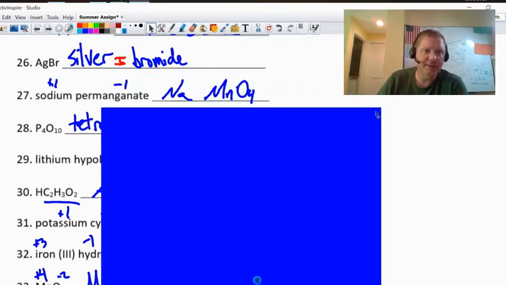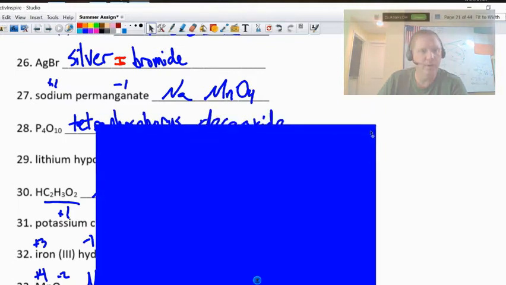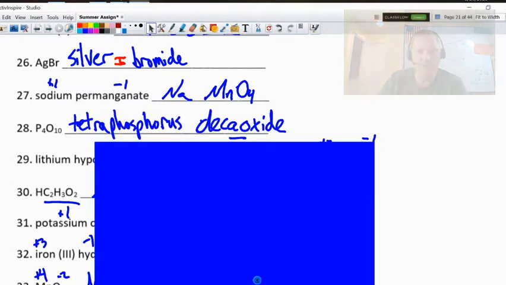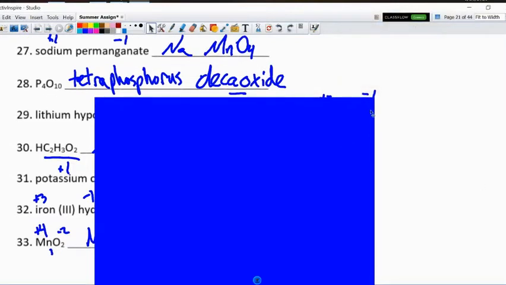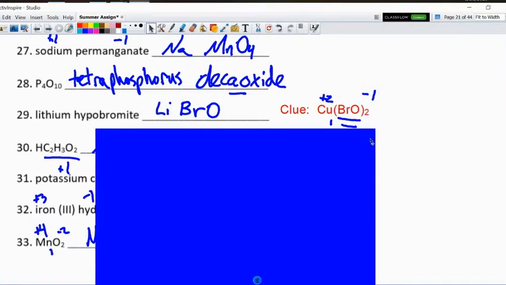Sodium permanganate, sodium's +1, permanganate's a -1, so it's NaMnO4. Phosphorus and oxygen are both nonmetals, so throw prefixes on both of them. Lithium hypobromite. Now, you're not supposed to know hypobromite. I'm not going to ask that you do.